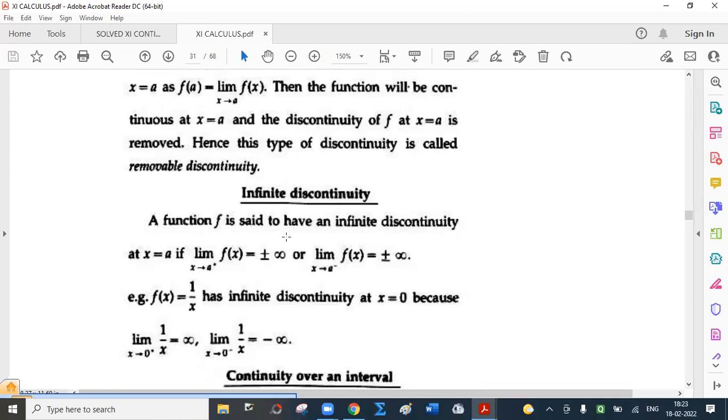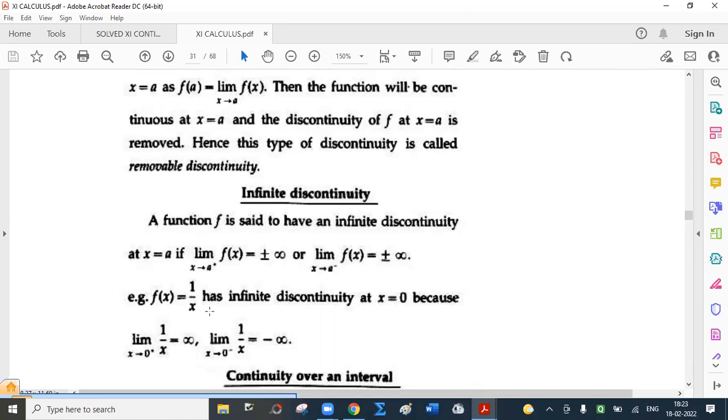A function f is said to have an infinite discontinuity at x equal to a if limit x tends to a plus f x is either plus or minus infinity, or limit x tends to a minus f x is plus or minus infinity.